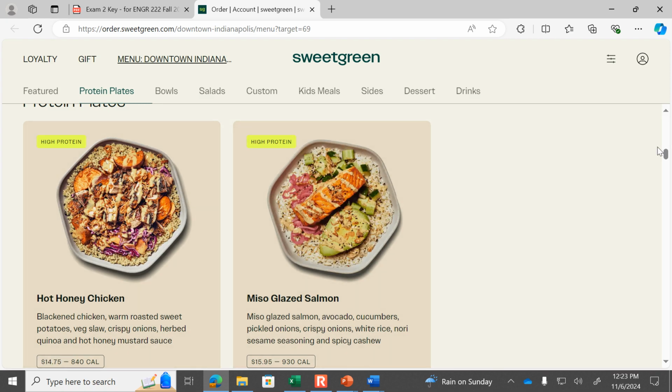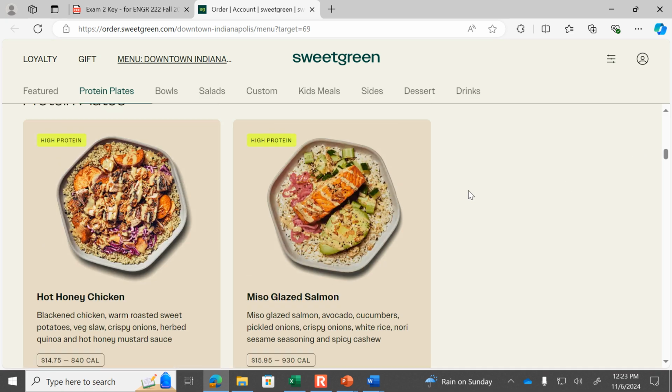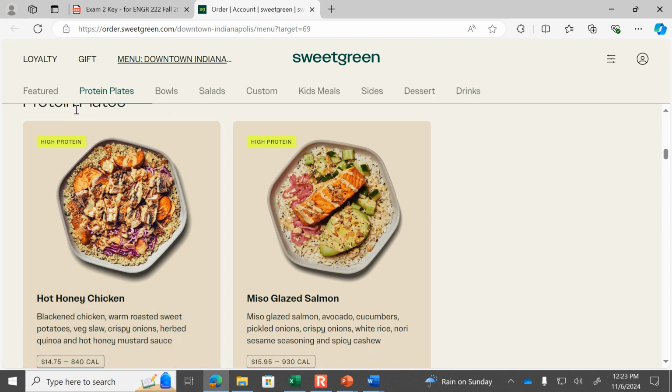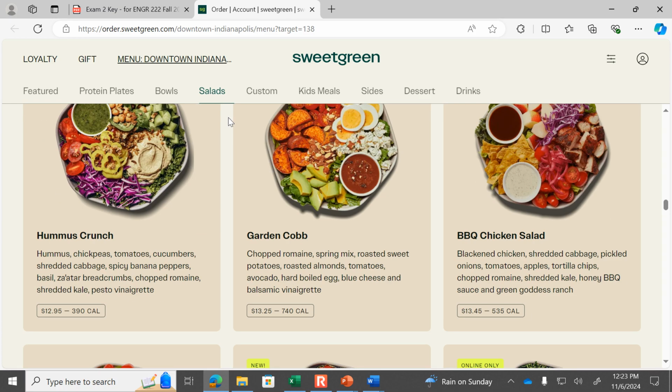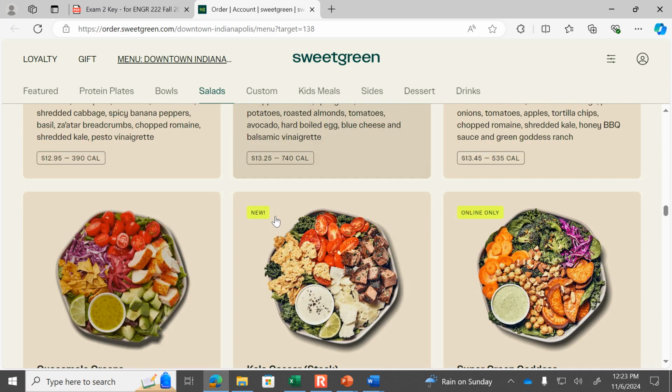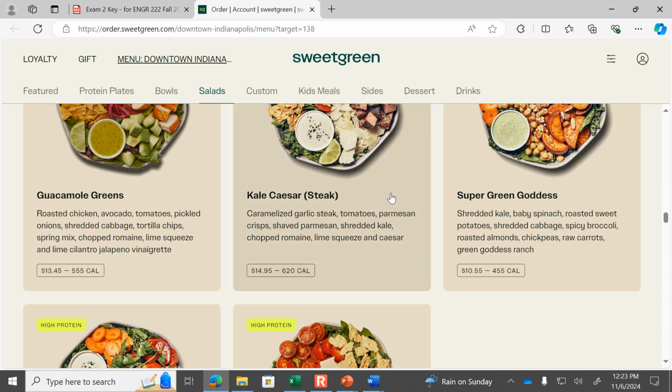$15 seems to be the starting point. These are the protein plates. I think the salads are similarly pretty expensive. You know, in Indy, $13, $14. Depending on what you get, if you go for the steak, it's always a little more, $15.